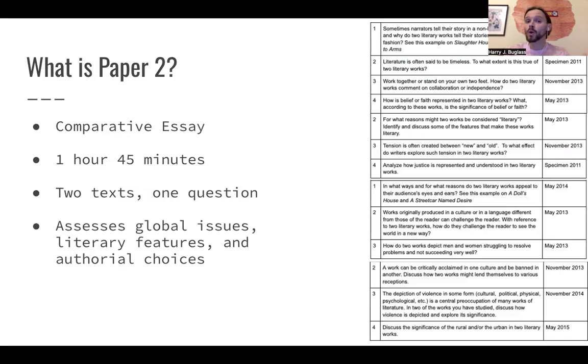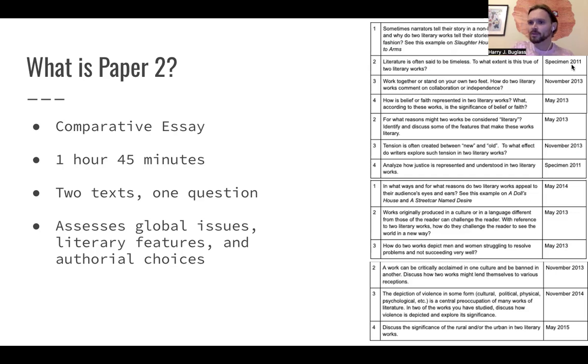You'll be given four questions to choose from. You pick one, and you must answer it by comparing and contrasting two literary works that you have studied. You're expected to engage with global issues, examine literary features, and explore the authorial choices that make these two texts unique. Take, for example, one of these questions sourced from a paper two years gone by. Let's have a look at how broad they can be.